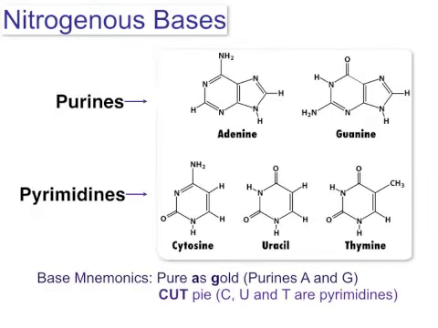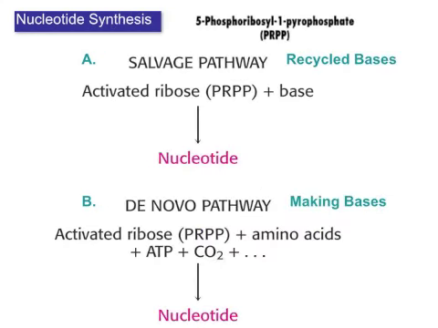Nitrogenous bases fit into two major categories. Purines consist of adenine and guanine, and if you'll notice, these are structures made up of 2 rings. Pyrimidines have 1 ring, and there are 3 of them, cytosine, uracil, and thymine. To remember this, here are some mnemonics. Pure as gold for purines, A and G. Cut pie, CUT are all pyrimidines. I hope this helps. So now let's look at nucleotide synthesis.